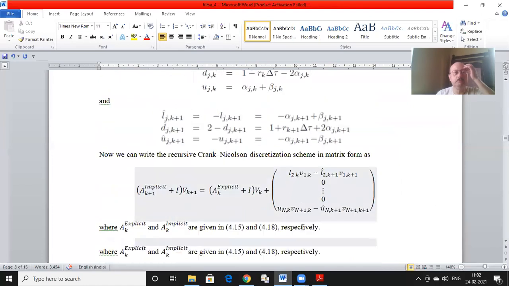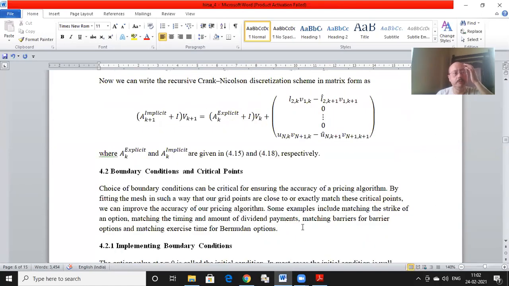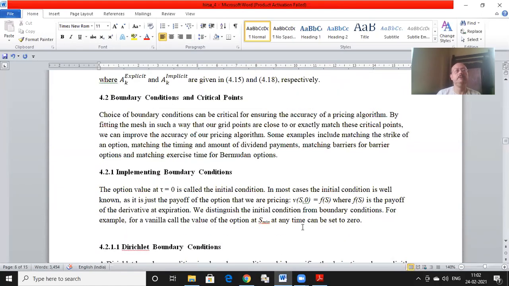Now that we know how to do the approximation given the boundary conditions, let us talk a little bit about the boundary conditions, because they are going to be critical. How we are going to manage our ceiling and the floor are very important in any finite approximation. So the choice of boundary conditions can be critical for ensuring the accuracy. Of course, we know that.